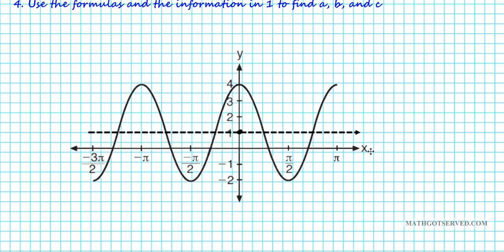Let's call this x old. We have an old x-axis. This is our x new. This is the x we're looking at. The y old and the y new are the same. What does that tell us? It tells us that there is no shift in the horizontal direction. There are no phase shifts in this problem.